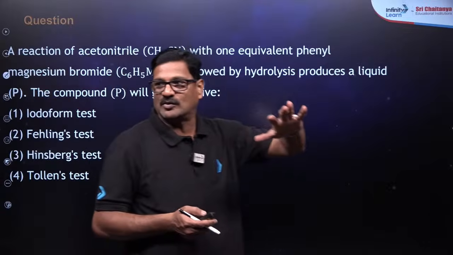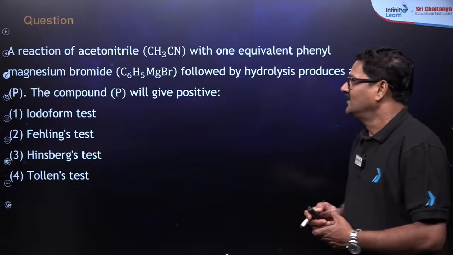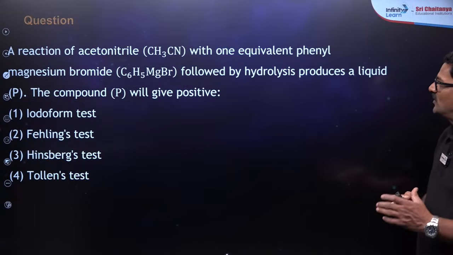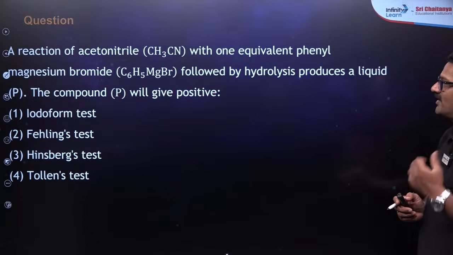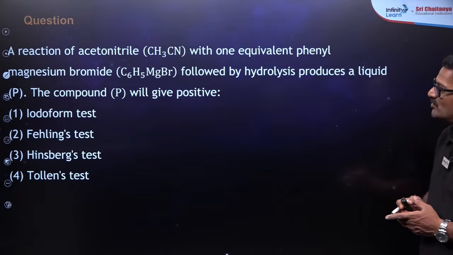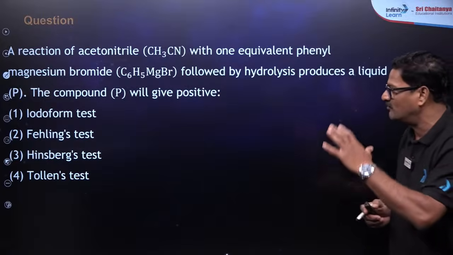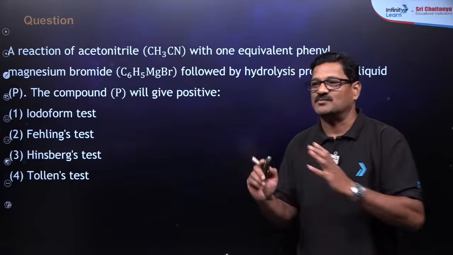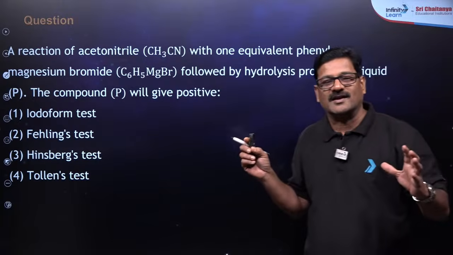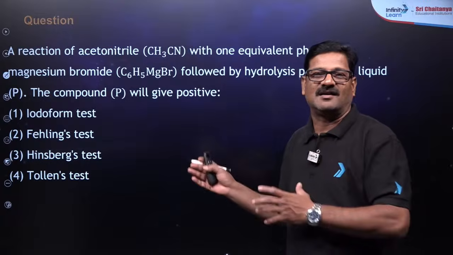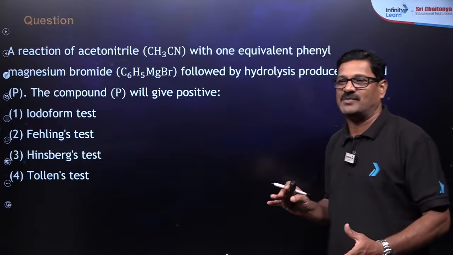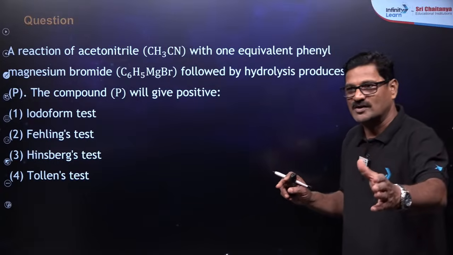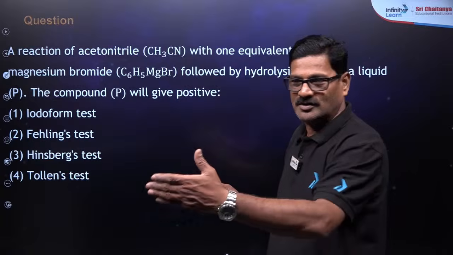So moving ahead, one more question, bacho, jaldi. A reaction of acetonitrile CH3CN with one equivalent of phenyl magnesium bromide followed by hydrolysis produces a liquid P. The compound P will give which test? Of course this model, you may say that organic chemistry means big equations and all jumbling type of things, but here it is indirect simple statement questions. Those students who are online, please ask your doubts.